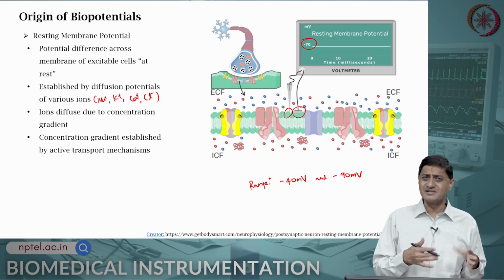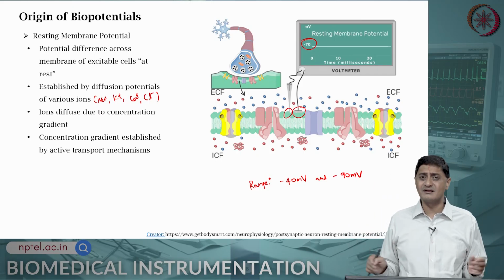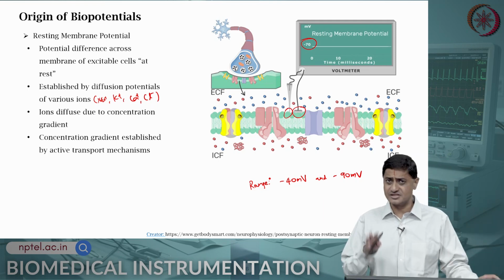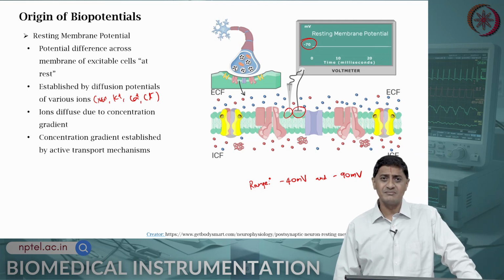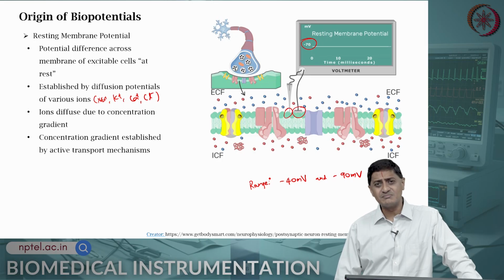So, when I keep on saying minus 70, do not say that this is the value for all the cells, that is not true. It varies by cell type, it varies between cells of the same type, so it can vary.